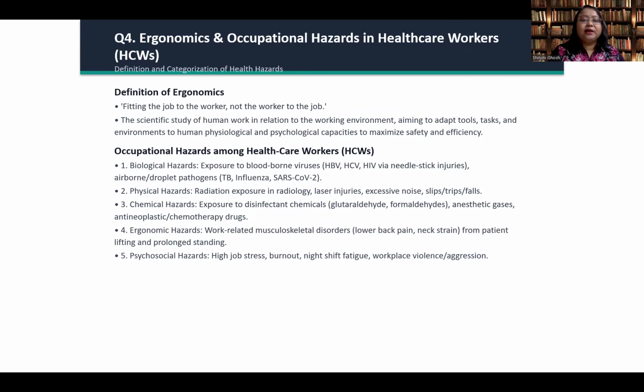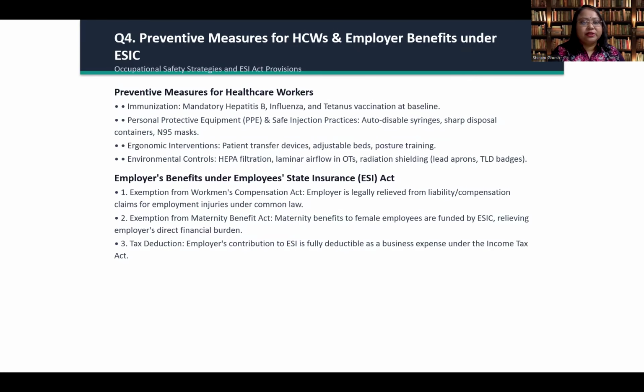Next comes, what is ergonomics, the occupational health hazards. Ergonomics, the definition should be given from the textbook, and health hazards you will describe.